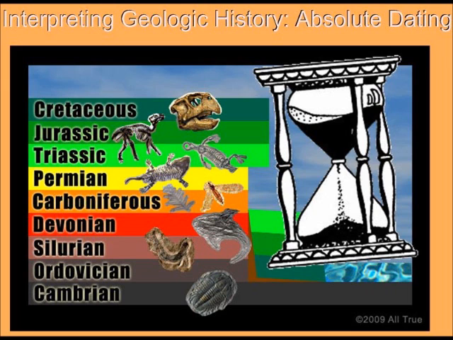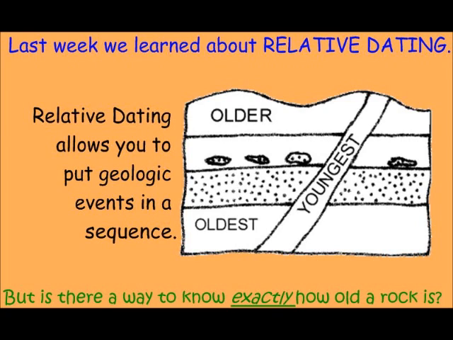This week's topic is interpreting geologic history through absolute dating. Last week we learned about relative dating, which allows you to put geologic events into a sequence. But is there a way to know exactly how old a rock is?